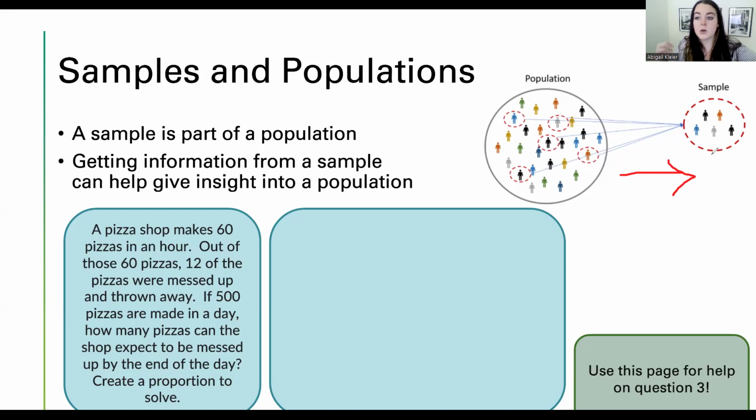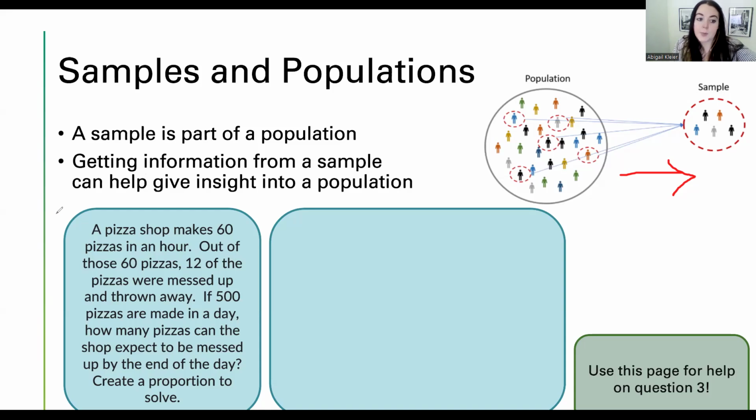The goal of using a sample when discussing populations is to get information about the sample that would help you get insight on a population. So often when we're talking about populations, we're talking about really large numbers, numbers that would be very difficult to poll or survey. So we would use a sample to give us information about the population.